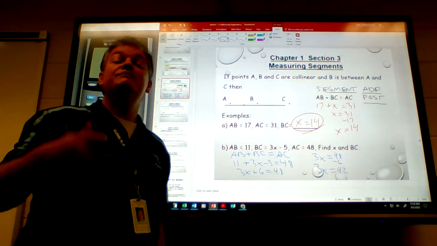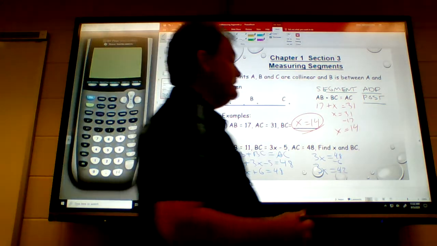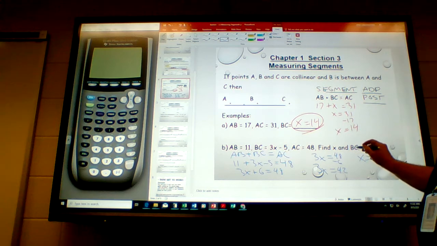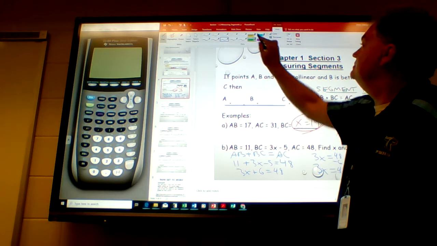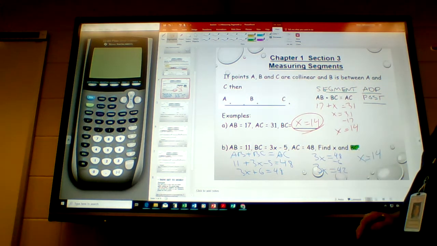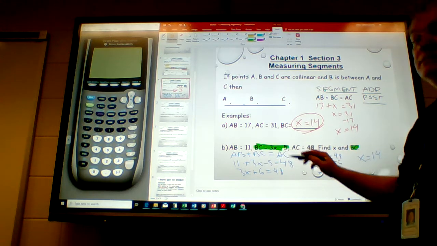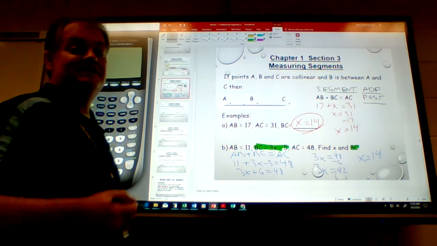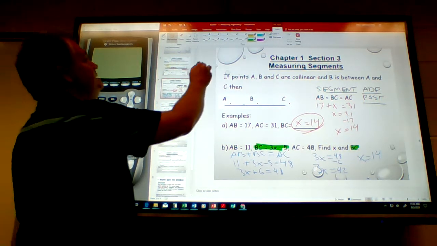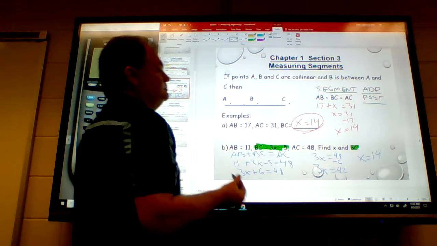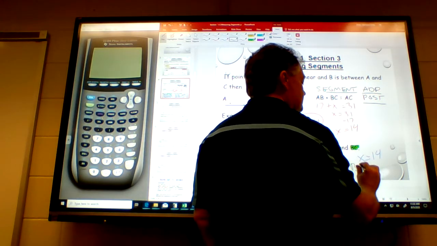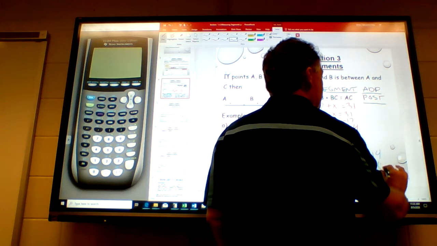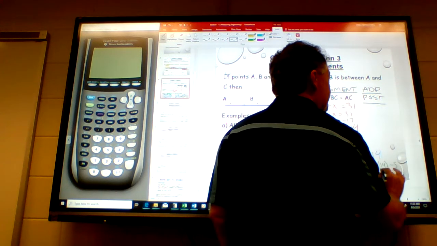All right, so 3x equals 42. Then you divide, and you get x equals 14. All right, now here's the next thing. It also wants to link to BC. So now that I know x, I can plug that x value into BC and get BC. So BC equals 3 times 14 minus 5.